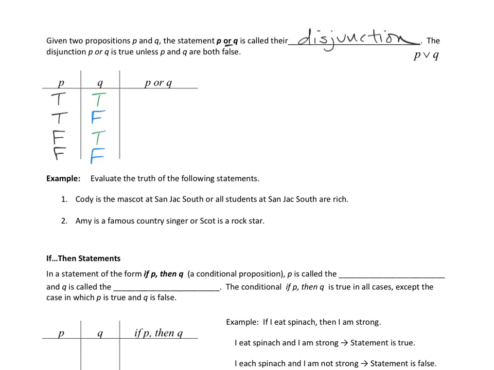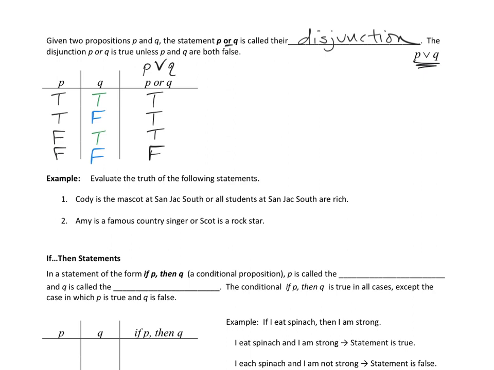And for each false that we have for P, Q could either be true or false. The only time the disjunction, which has this symbol to it, P or Q, is false is if they're both false. So our answer here would be false, and everything else would be true.